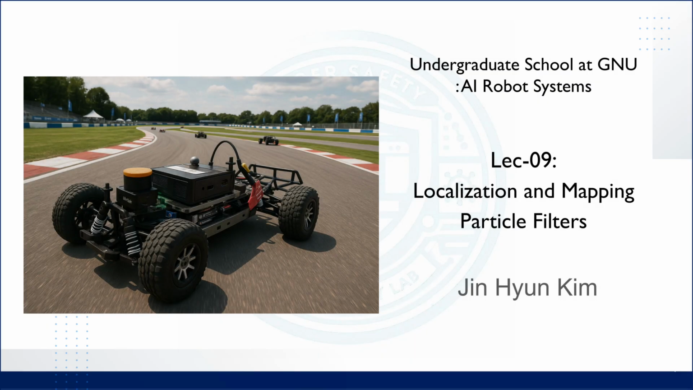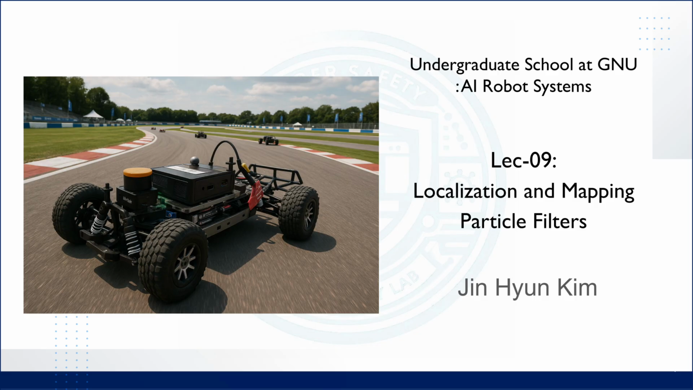Welcome, everyone. Today, we continue our journey into localization and mapping, the essential capabilities that allow autonomous robots to understand where they are and how to move safely in the environment. Up to this point, we have learned how scan matching works and why it is such a fundamental building block for map-based navigation. Scan matching helped us understand how a robot can align its sensor readings with a known map and reduce uncertainty about its motion.